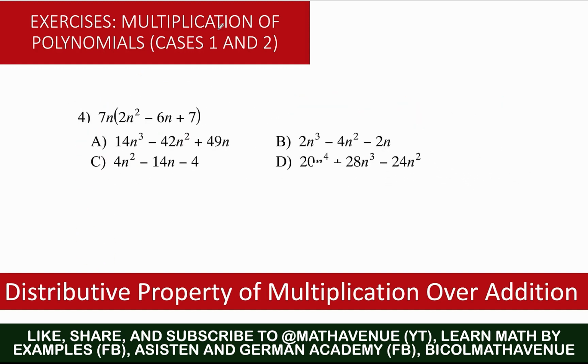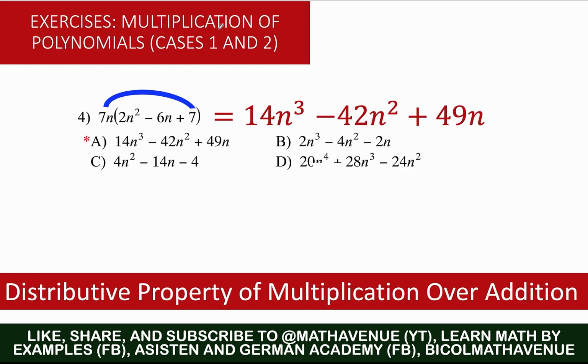And one more, 7n times the quantity 2n squared minus 6n plus 7. So again, distribute. 7n times 2n squared is 14n cubed. 7n times negative 6n is equal to negative 42n squared. 7n times 7 is, of course, 49n. And that is letter A.